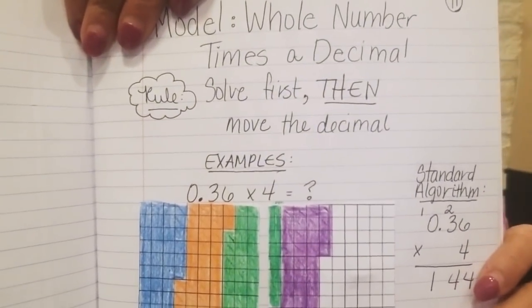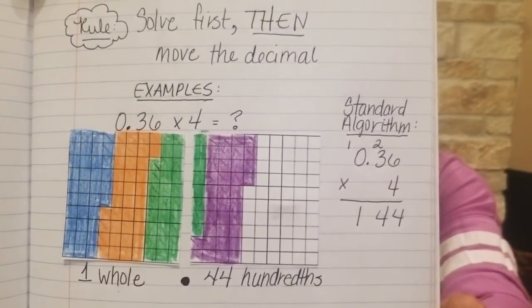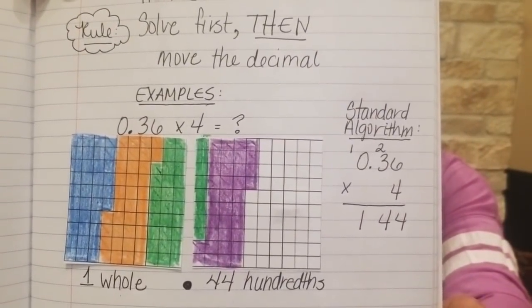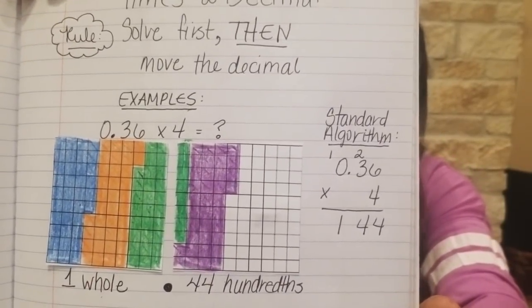Looking back at the rule, it says solve first, then move the decimal. So what we just did was solving it first. We're not worried about the decimal right now, or we will be in just a second. But for right now, all you want to do is solve it, okay? You always solve first when you're multiplying. Remember I said drop down the decimal, like dropping it like it's hot? That only applies to adding and subtracting. Okay, you do not, I repeat, you do not drop the decimal when you are multiplying. I cannot emphasize that enough.